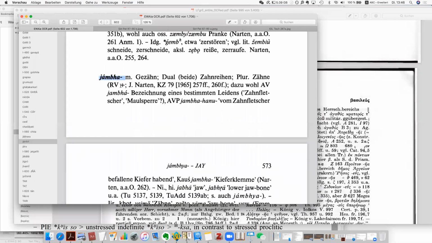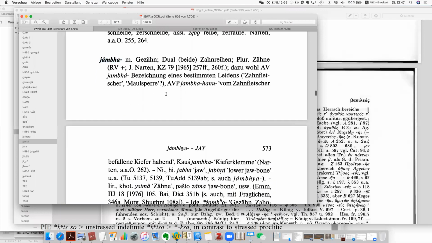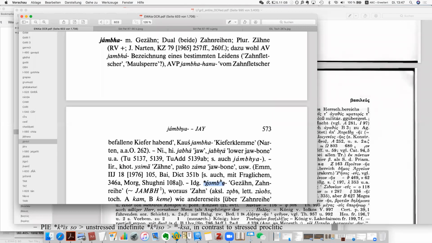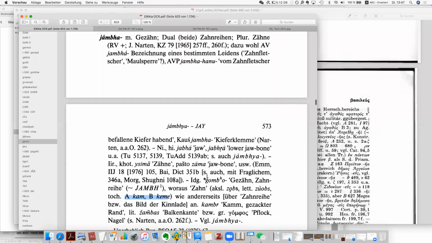you see here, there's a word called jamba, and this jamba is connected with this word. It's connected with the Tocharian word for tooth, right? Sorry. It is the same word, gomphos or jamba. This is a Sanskrit word. It's called jambha actually, in plural, or jambhya. So it's tooth, teeth. Okay, so this is the word.